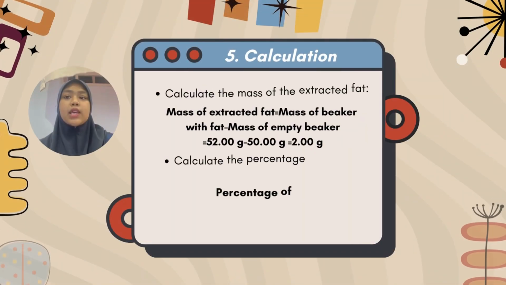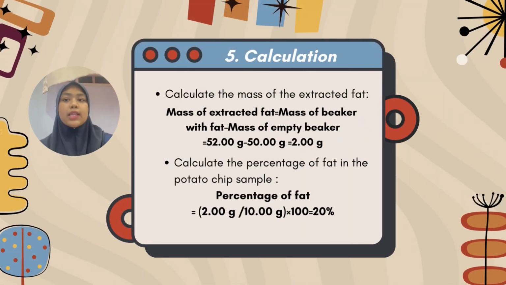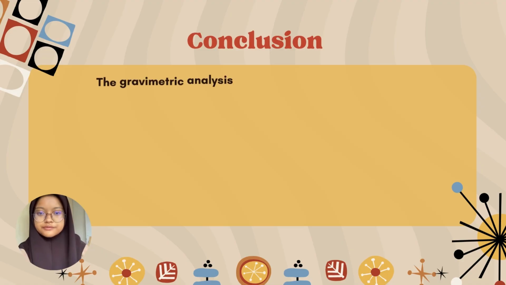So let's move to the last part, the calculation. We have to calculate the mass of extracted fat. Mass of extracted fat equals mass of beaker with fat minus mass of empty beaker. So the mass of extracted fat that we got is 2 grams. To calculate the percentage of fat in the potato chip sample, we have to use this formula: 2/10 times 100. So the percentage of fat that we got is 20%.